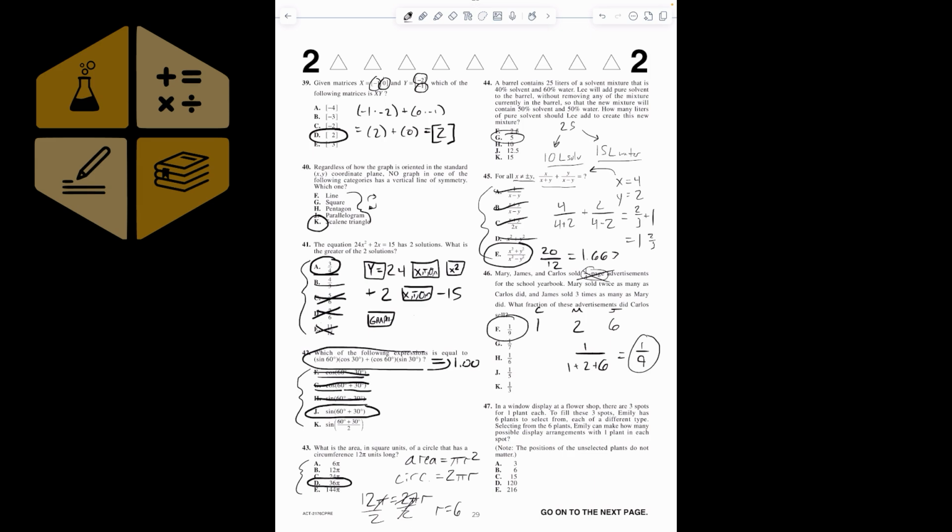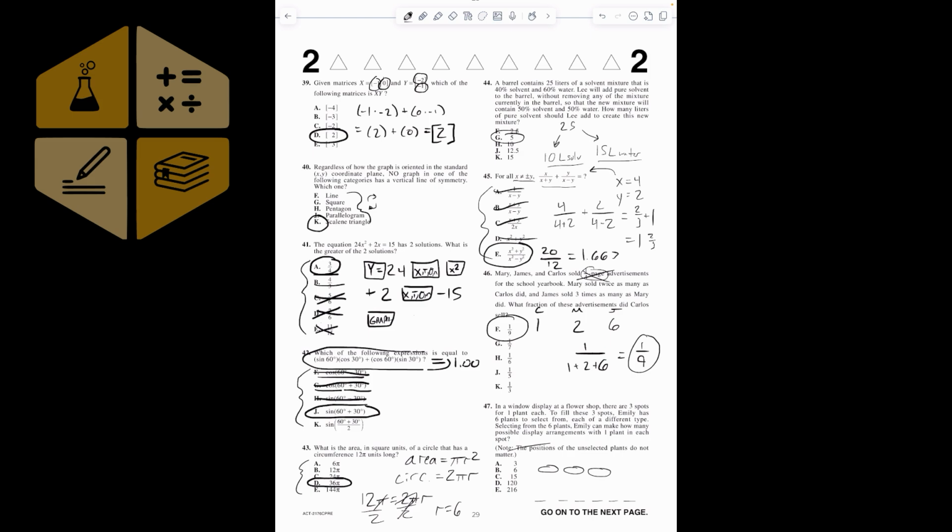Number 47. In a window display at a flower shop, there are 3 spots for 1 plant each. So I'm going to go ahead and draw this out. 1, 2, 3. There's the 3 spots. To fill these 3 spots, Emily has 6 plants to select from, each of a different type. Okay, so these 6 plants are all unique. Selecting from the 6 plants, Emily can make how many possible display arrangements with one plant in each spot? Note the positions of the unselected plants do not matter, and neither does this note.